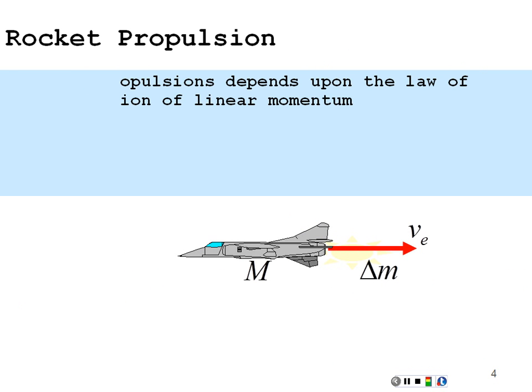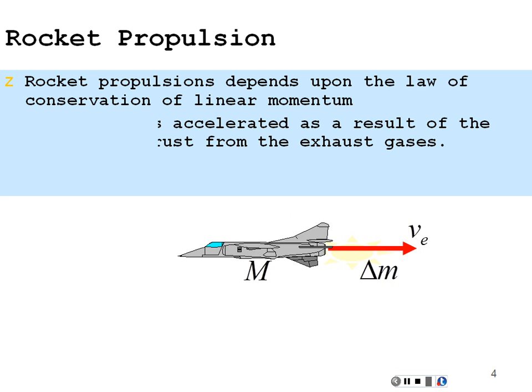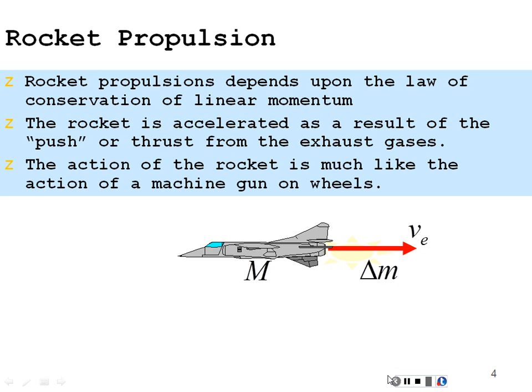Rocket propulsion. Rocket propulsion depends on the conservation of linear momentum. The rocket is accelerated as a result of the push or thrust from the exhaust gases. The action of this rocket is much like the action of a machine gun on wheels. You're going to throw mass out one direction and propel the rest of the mass in the other direction. But the rest of the mass is going to be changing mass as we go along.